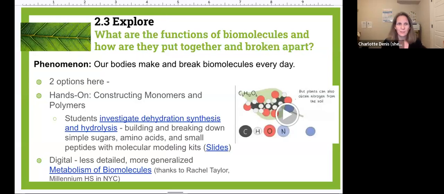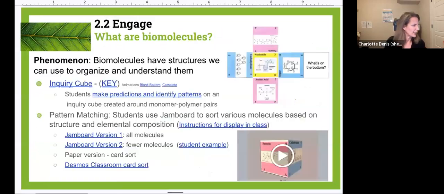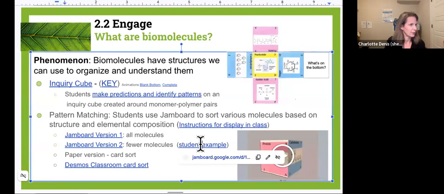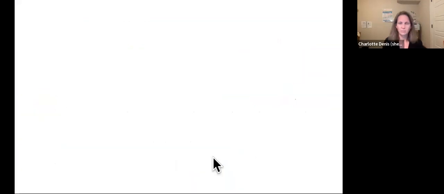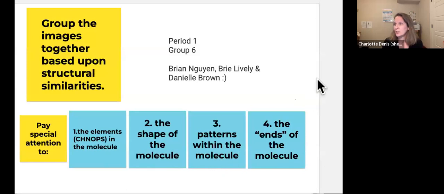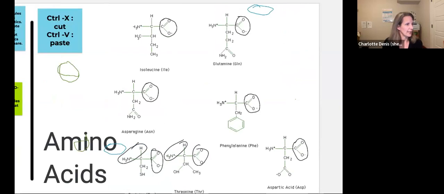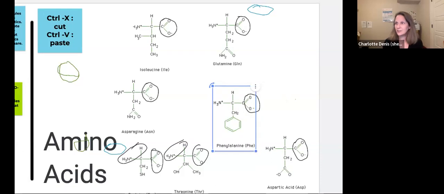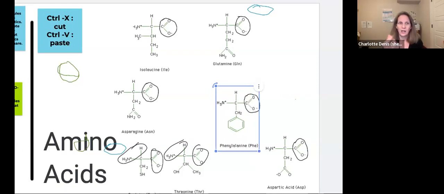So once they have the basic ideas about the four different categories of biomolecules and the characteristics that they have in common, one thing I wanted to point out was the Jamboard version of this. Since we talked about Jamboard earlier, let me go to another panel here. Students can actually pick up the pieces and move them around on the Jamboard. My students have a touchscreen Chromebook with a stylus.